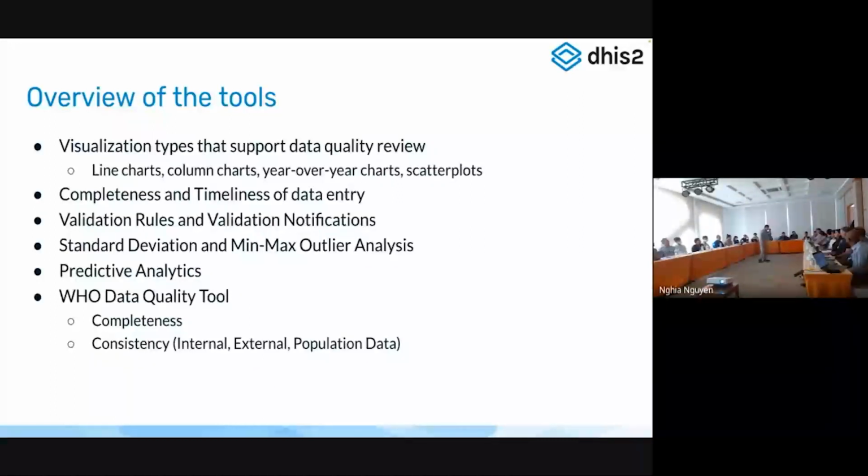Question. Thank you. This application, this is WHO's application. Could it be downloaded and also installed? Yes. So that's a good question. So yeah, the WHO data quality tool is just an additional application installed on top of DHIS2. So you can download it from the DHIS2 App Store.